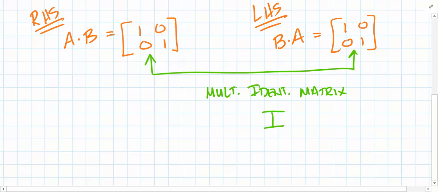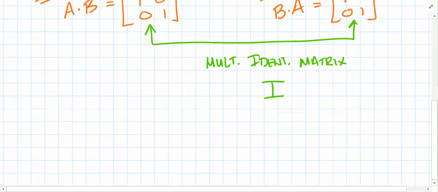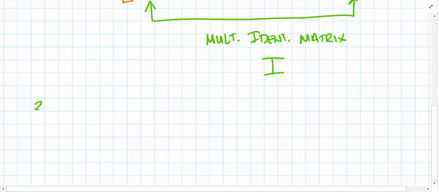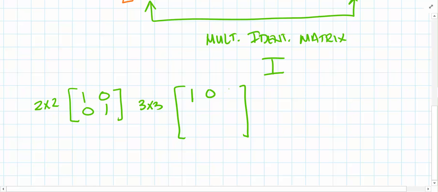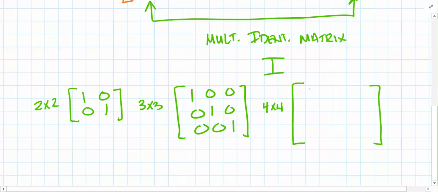Right? So when it has this form, 1, 0, 0, 1, it's called the multiplicative identity matrix. So in a 2 by 2, the identity matrix will look like just what we had there, 1, 0, 0, 1. In a 3 by 3, the multiplicative identity matrix will look like this: 1, 0, 0, 0, 1, 0, 0, 0, 1. In a 4 by 4 square matrix, the multiplicative identity will look like this: 1, 0, 0, 0, 0, 1, 0, 0, 0, 0, 1, 0, 0, 0, 0, 1.